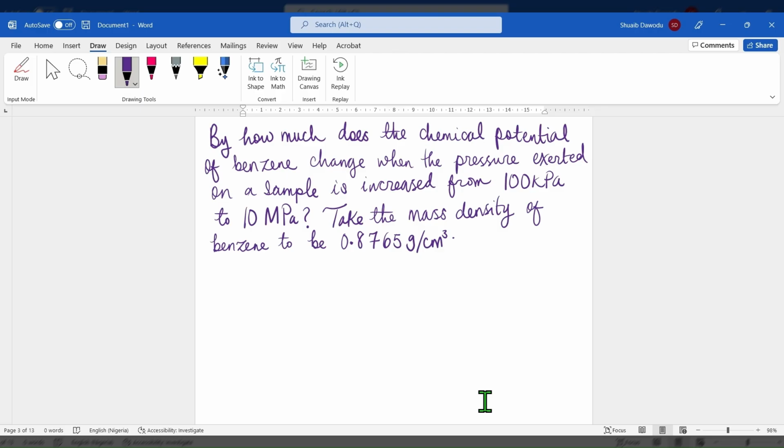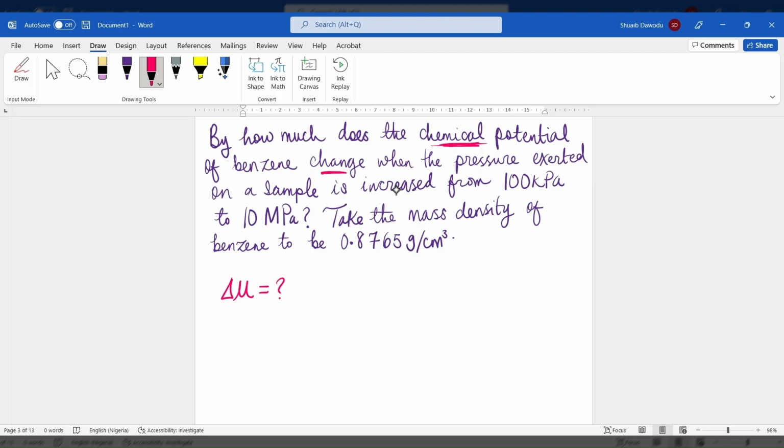So the first thing you have to note is this: we're going to reread the question and make note of key information. They said, by how much does the chemical potential of benzene change? So basically, what they're asking us to solve for is a change in chemical potential when the pressure exerted on a sample is increased.